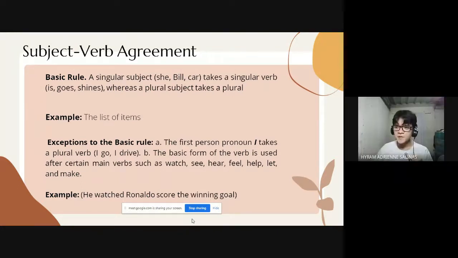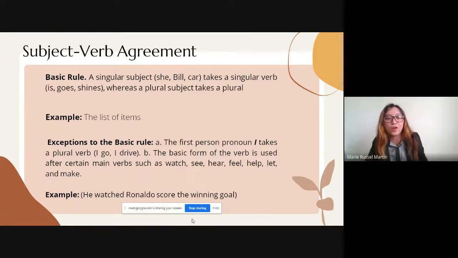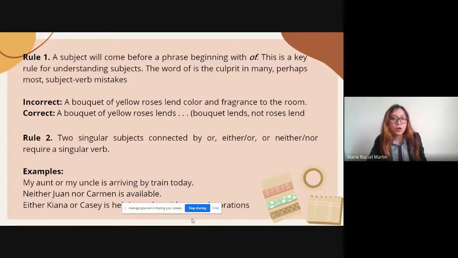No questions as of the moment po, ma'am. All right, perfect. Thank you so much. Now we will move on to the next rule. Let's see. Rule number 1. Hiram, can you please read?